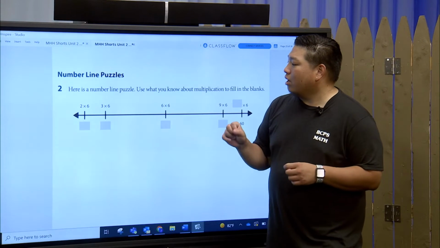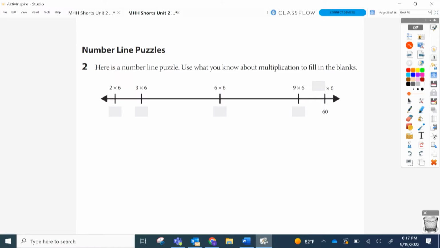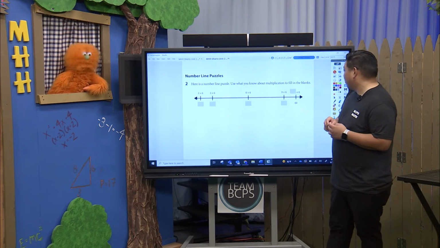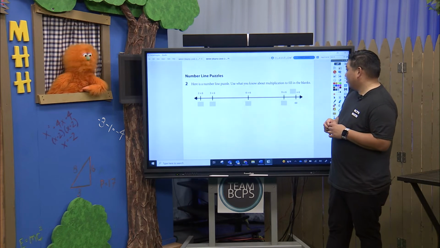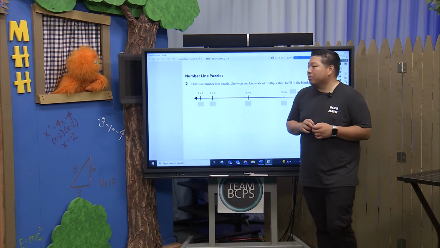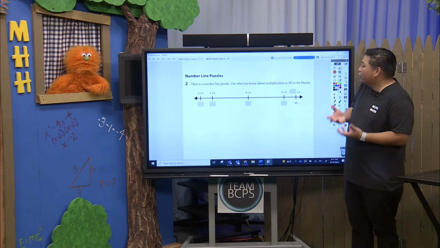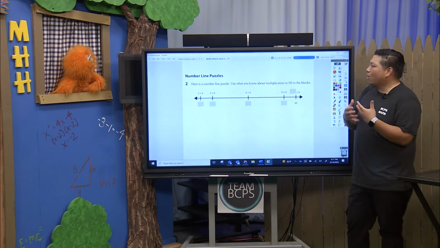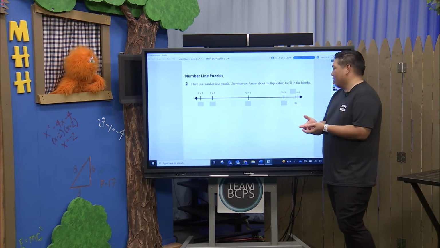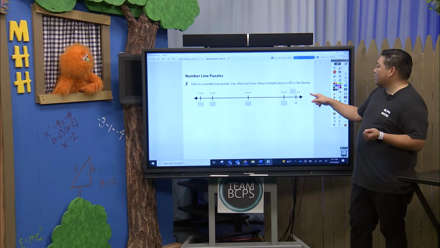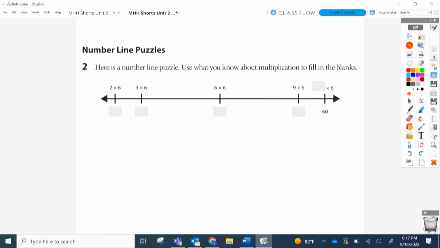So we have 2 times 6, 3 times 6, 6 times 6, 9 times 6, and a blank times 6 equals 60. This is good if you know your multiplication facts of your 6s, right? It definitely would help to know them. But if we don't, we can still think about what we can figure out that's easy to us. Something times 6 equals 60. What times 6 will give you 60? Oh, 10.